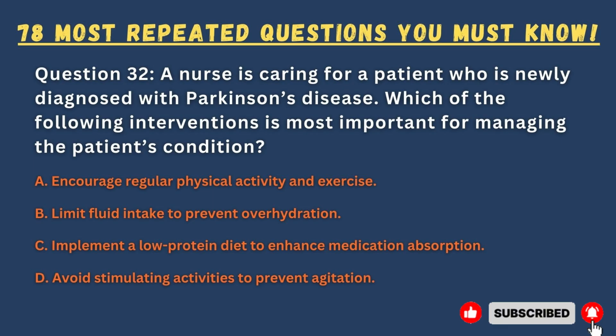Question 32. A nurse is caring for a patient who is newly diagnosed with Parkinson's disease. Which of the following interventions is most important for managing the patient's condition? A. Encourage regular physical activity and exercise. B. Limit fluid intake to prevent overhydration. C. Implement a low-protein diet to enhance medication absorption. D. Avoid stimulating activities to prevent agitation.